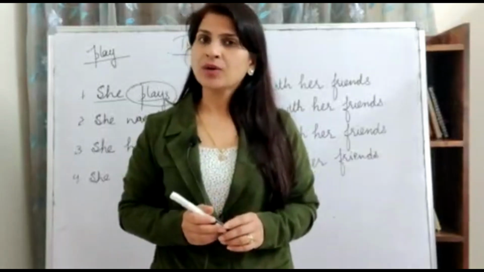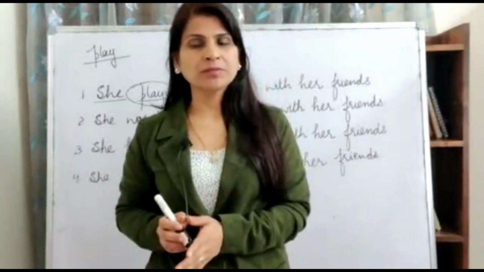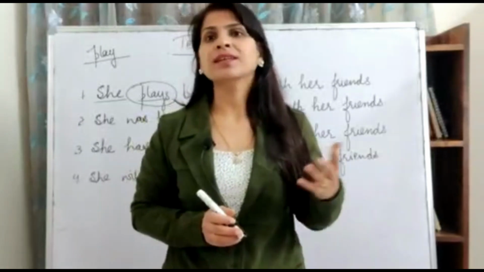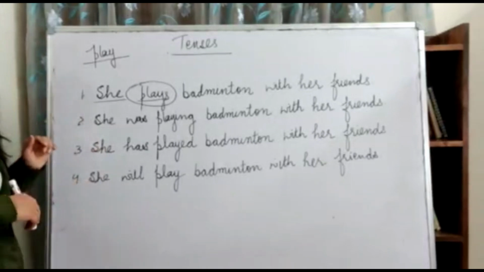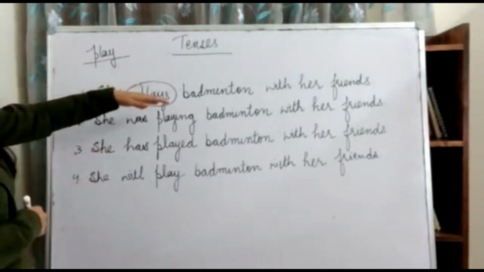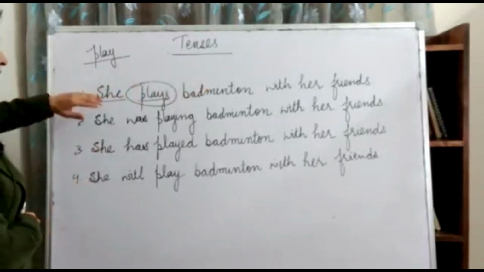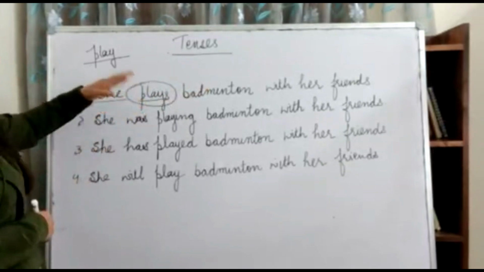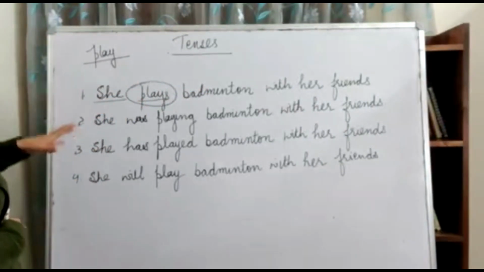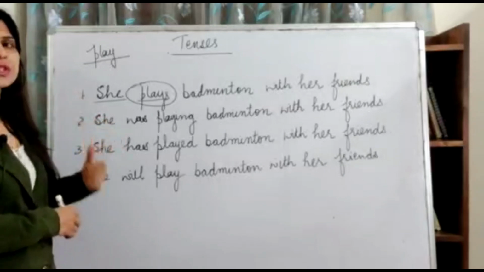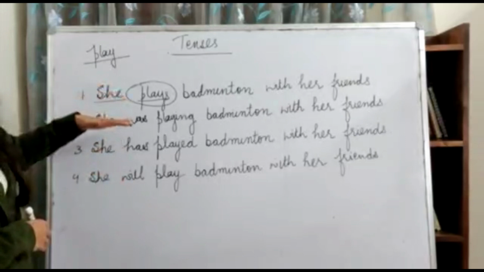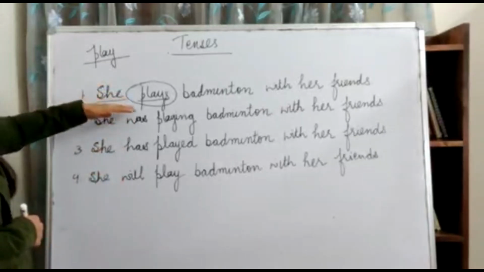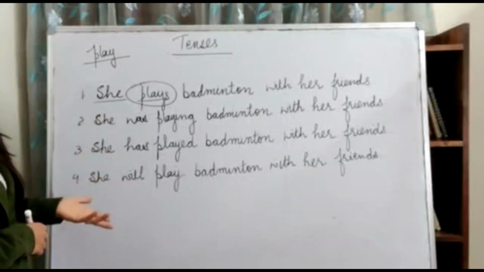Now let's see how the different forms of the verb show different tense in a sentence. Here we have the first sentence, that is, she plays badminton with her friends. In this sentence, we have used the present form of the verb. And the present form of the verb shows the indefinite tense. It always shows the present indefinite tense, and it shows the usual actions, the habitual actions.